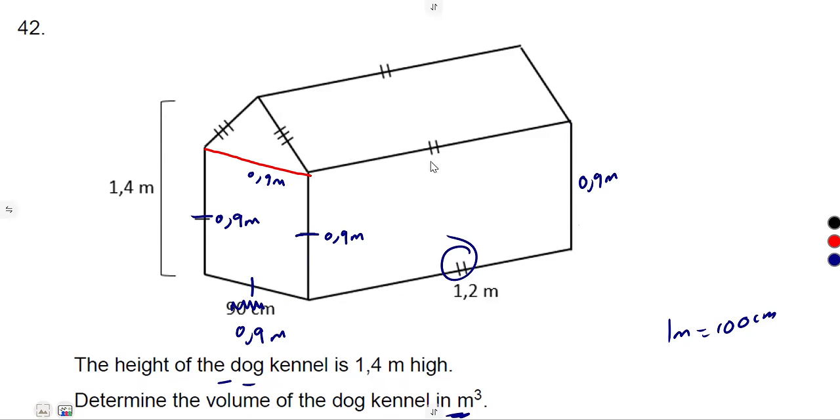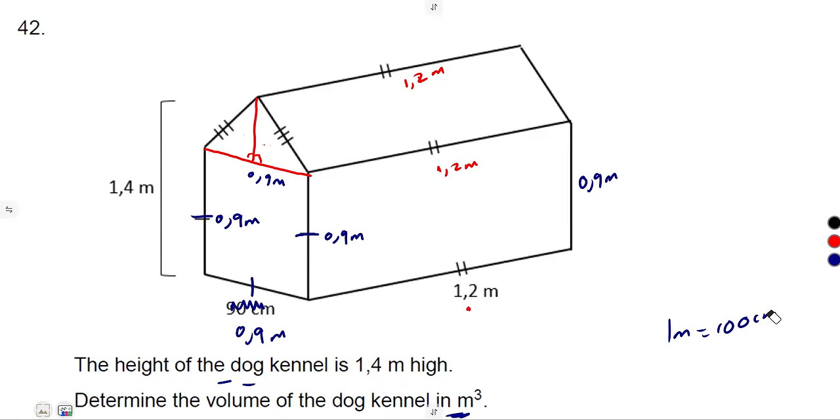Here they gave us these two lines, meaning all that we see there is the same. This is 1,2, so this is also 1,2 meters. And here they're telling us these two are equal, meaning we have an isosceles triangle on the top. So a perpendicular height can be drawn at 90 degrees, subdividing that triangle into two equal parts. That's the understanding that we have.